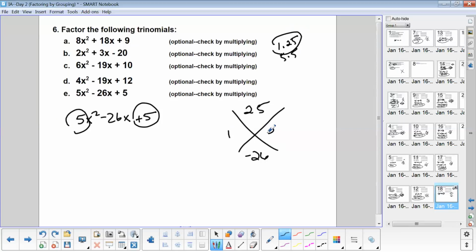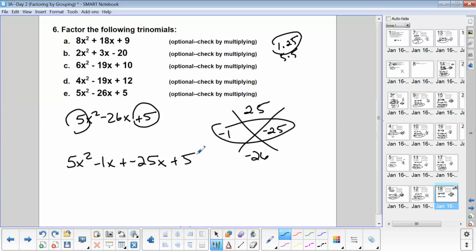So 1 and 25, they're both going to be negative, because negative times negative is a positive, and negative 1 plus negative 25 is negative 26. Rewrite your first term. Replace negative 26x with negative 1x plus negative 25x. Notice where those came from. Remember, they came from over here. And then rewrite the last term of plus 5.